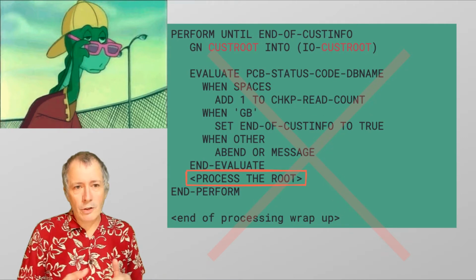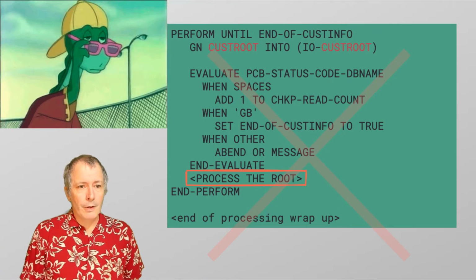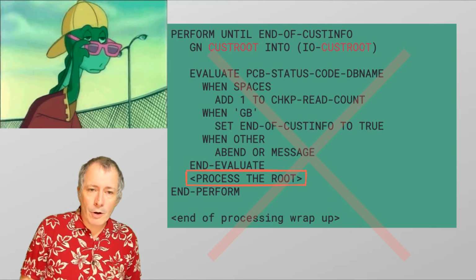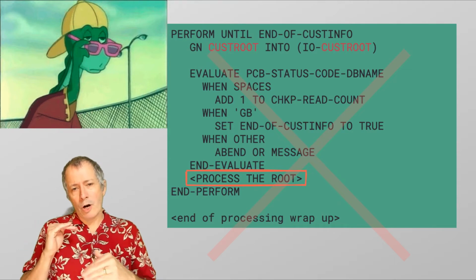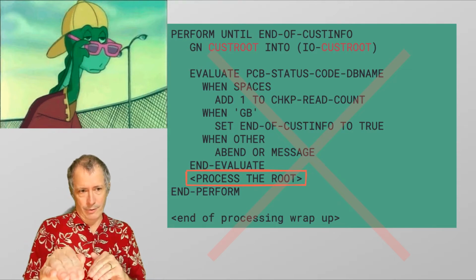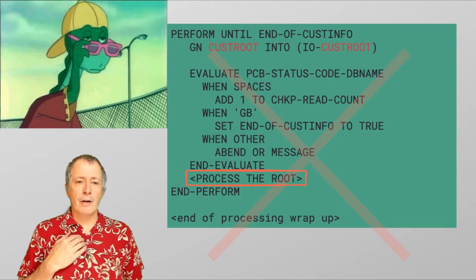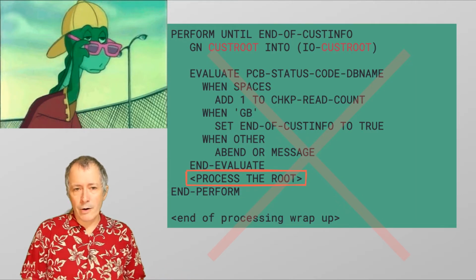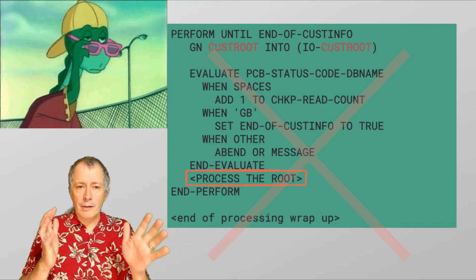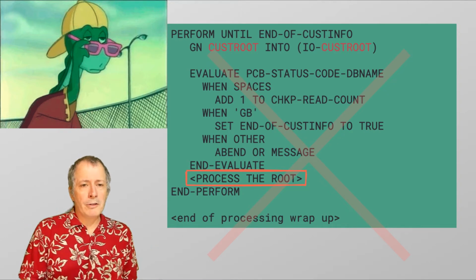But first, let's look at some bad code. This is something I've seen too much of. This logic has been coded in a linear fashion. The I/O is coded in the main processing logic. The get next is not isolated in a paragraph. So basically the programmer went, I need to process all of the roots.